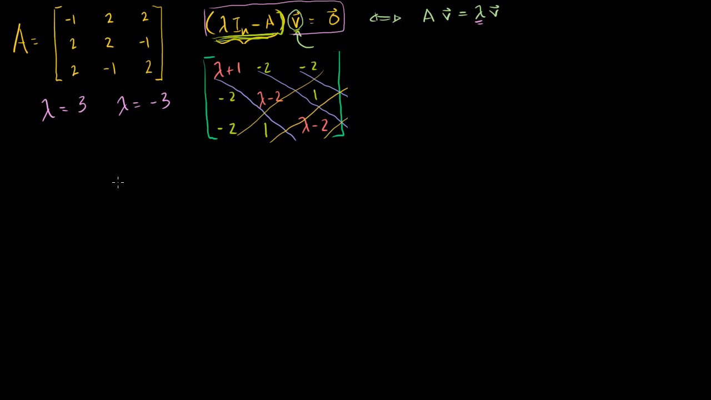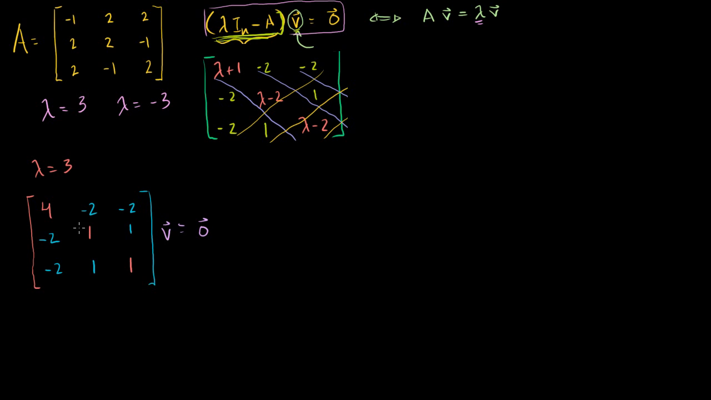So let's take the case of lambda is equal to 3 first. If lambda is equal to 3, this matrix becomes lambda plus 1 is 4, lambda minus 2 is 1, lambda minus 2 is 1. And then all of the other terms stay the same: minus 2, minus 2, minus 2, 1, minus 2, and 1. And then this times that vector v, or our eigenvector v, is equal to 0.